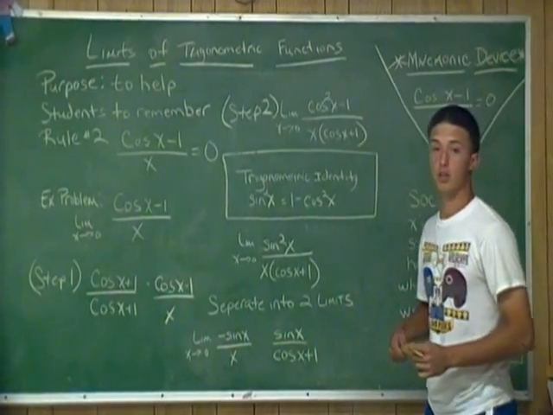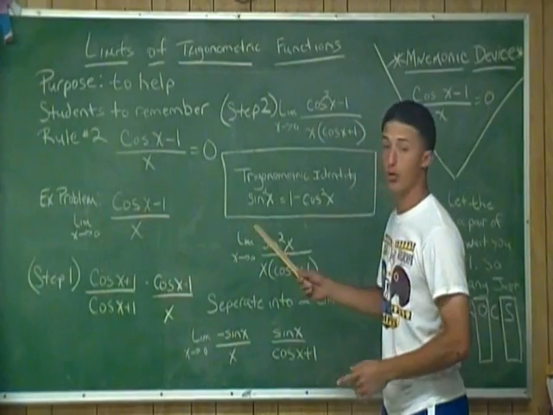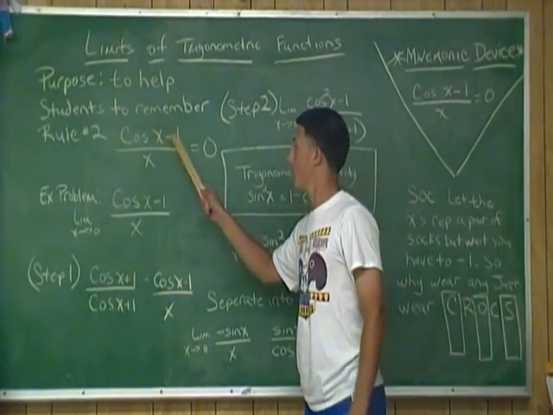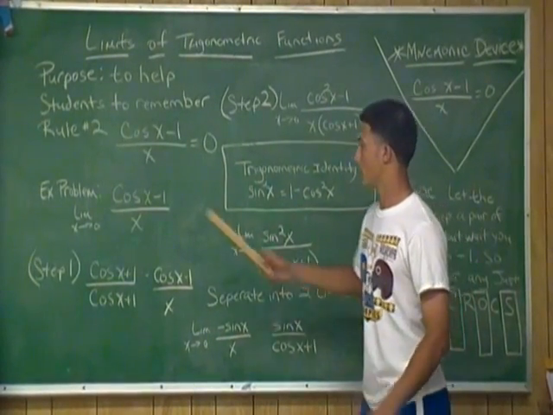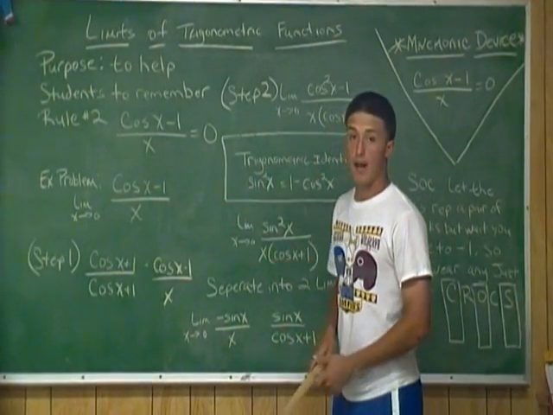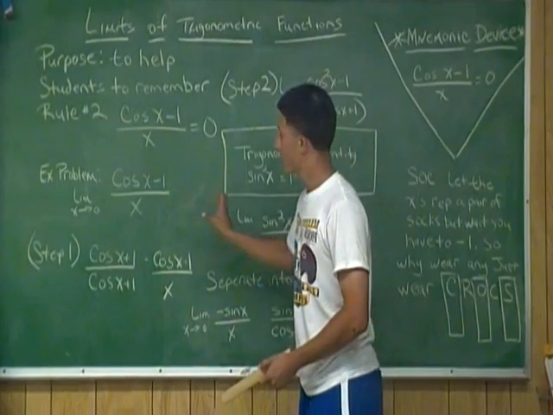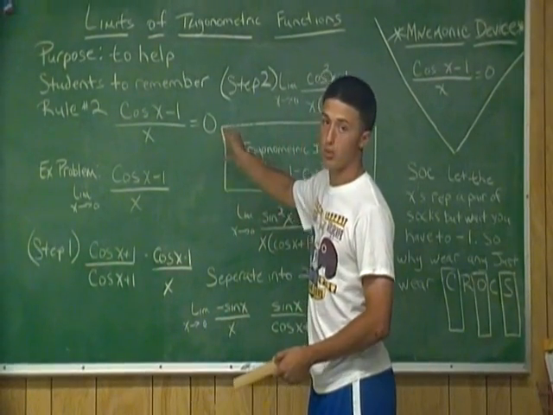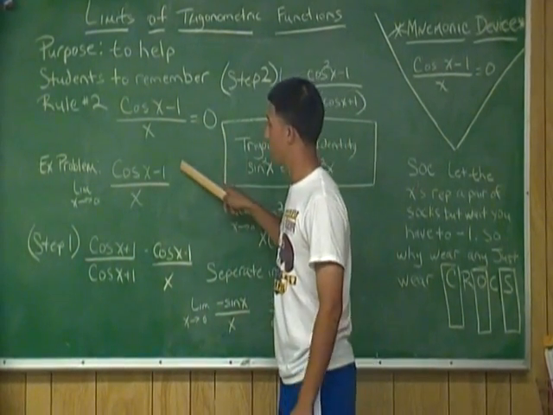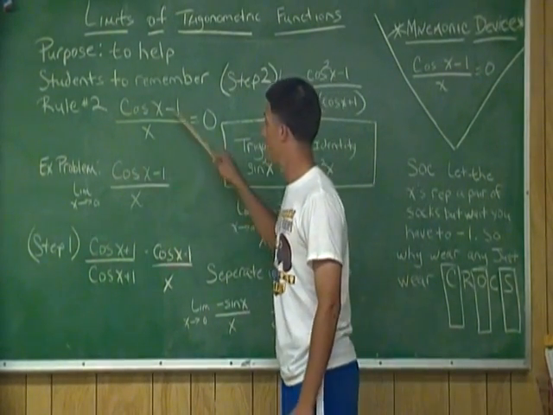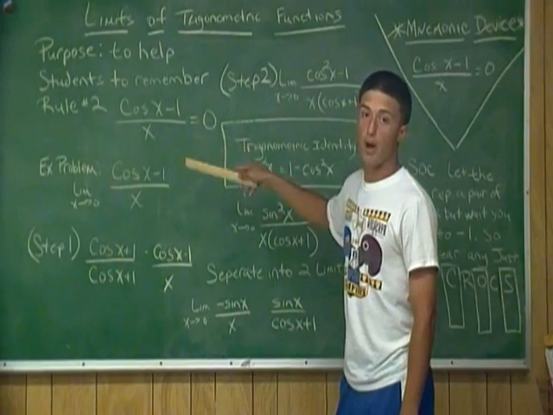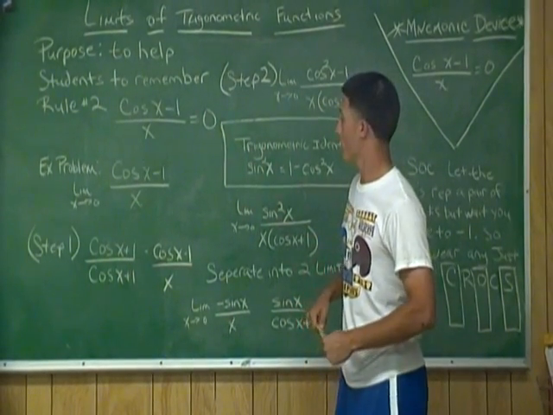Now, I want to start by helping you remember rule number 2. Cosine x minus 1 over x will always equal 0. I'm going to start with the problem, but as you'll notice, the problem is the rule. I'm doing this because I feel it would be better to show why this will be equal to 0 rather than to give an example problem.